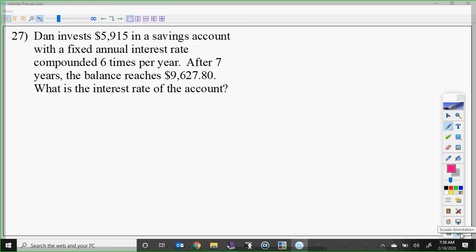Alright, let's see what they're given. There's my, sorry, no, that's my P, that's what she's putting in. So where's that? So he's investing, there's our P. Oh, we got k times per year, so there's my k. 7 years, there's my t, and then here's my ending balance, there's my a. We are looking for r. Our formula.